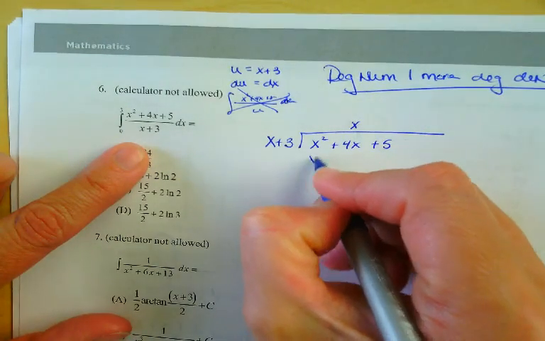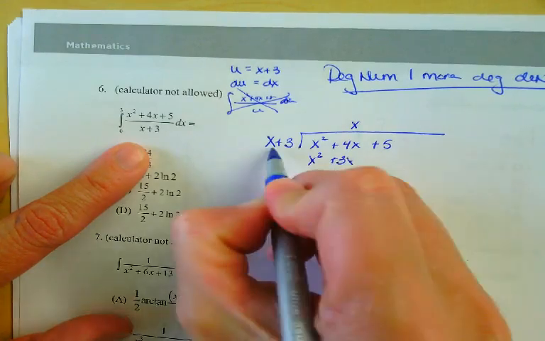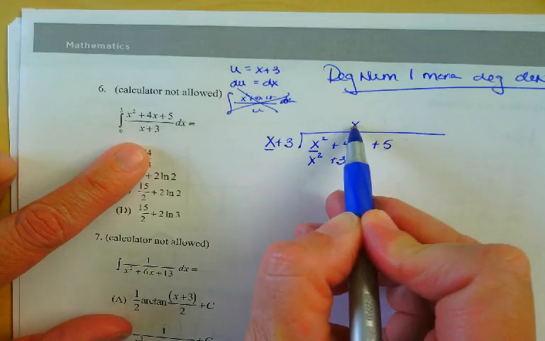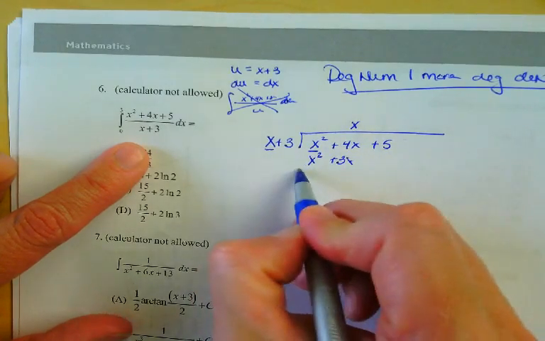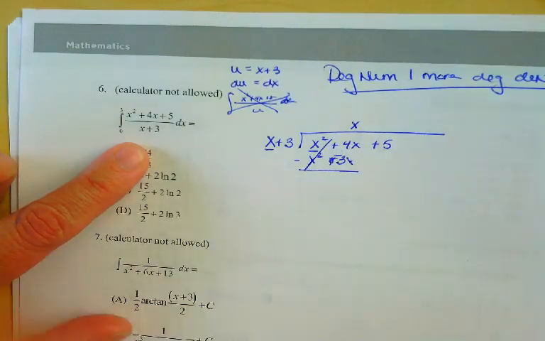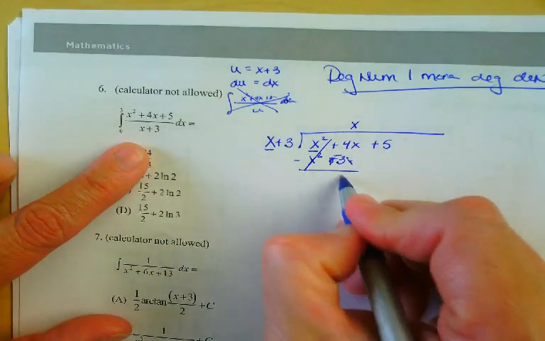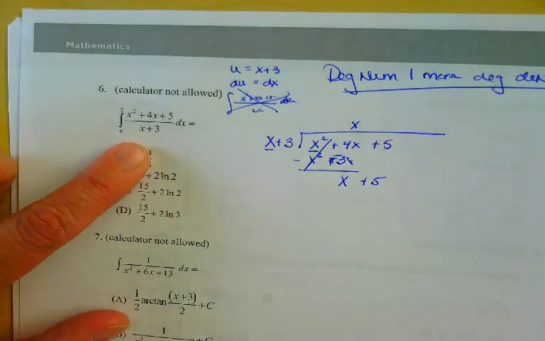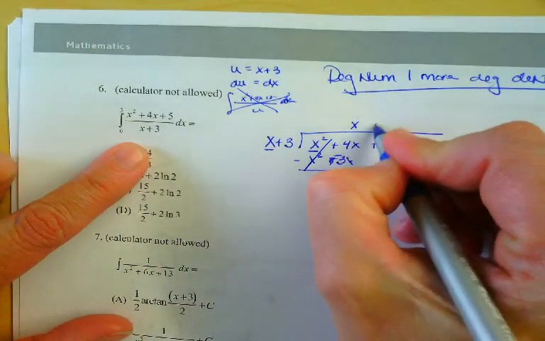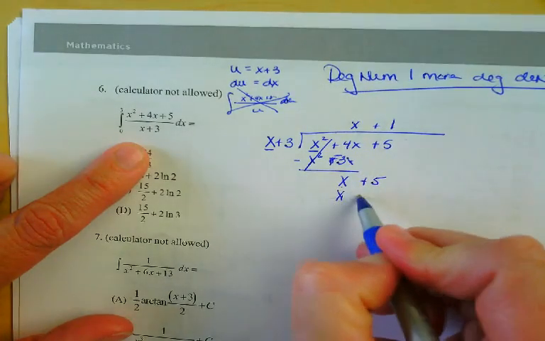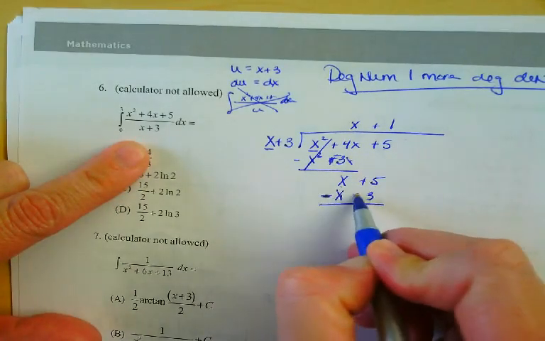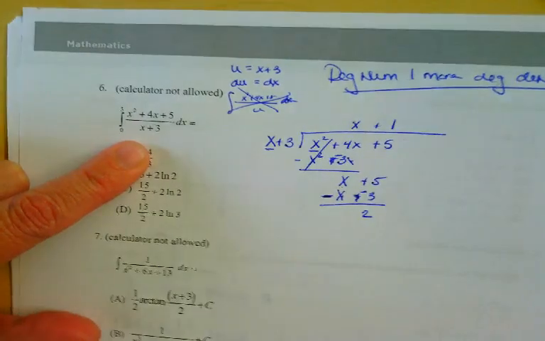It goes in x times, so I get x squared plus 3x. Again, I'm just matching those first terms up. I'm saying x times what gets me x squared, which is an x, of course. Multiply that through, and then I subtract. So this becomes a minus, this becomes a minus. Those cancel. 4x minus 3x is just x plus 5. Bring that 5 down, obviously. Then I match this up. How does x become x? I just multiply by a 1. Carry that through, I get x plus 3. And then again, I subtract the whole row, change the signs, and I get a remainder of 2.